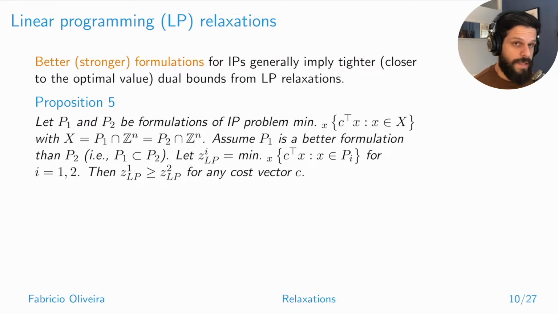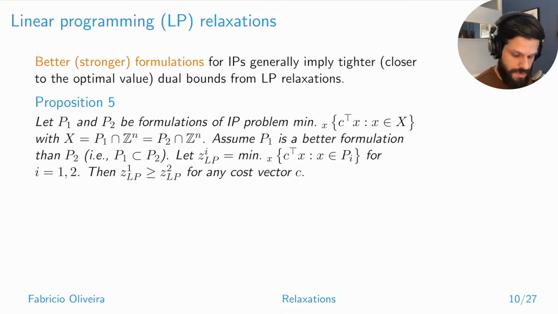And that kind of connects with what we were seeing last class when we were talking about the notion of stronger or better formulations. We did see that a better formulation was one that was contained within another. So P1 was better than P2 if P1 was contained within P2. And the reason for that is associated with the bounds you're getting from these relaxations.